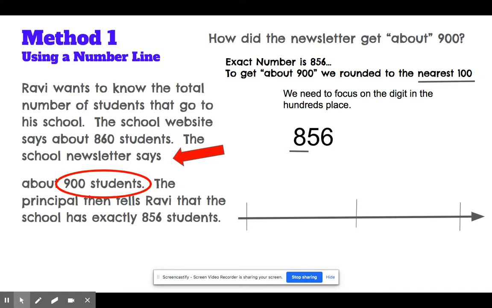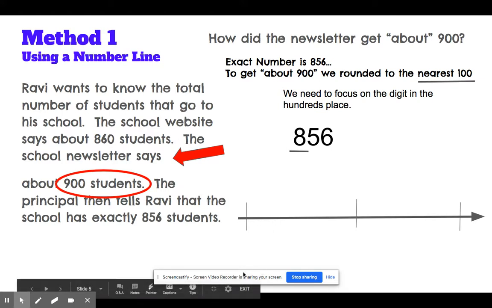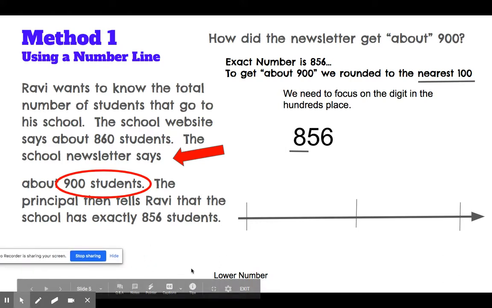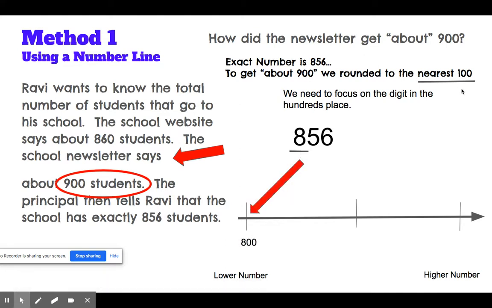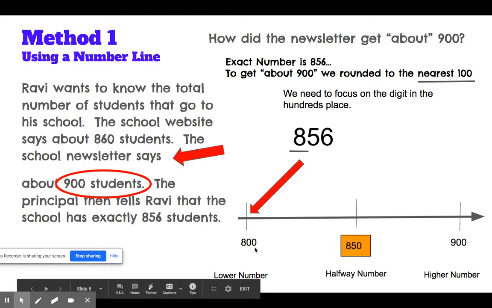Again, we're building our number line. Our lower number on the number line is going to be 800. Since we're working with hundreds this time instead of tens, our lower number is 800. So if we're counting by hundreds, our highest number is 900. Our halfway number is going to be 850, because 850 is exactly between 800 and 900.